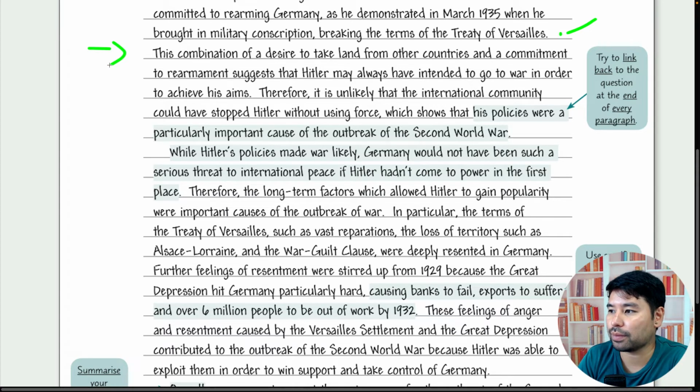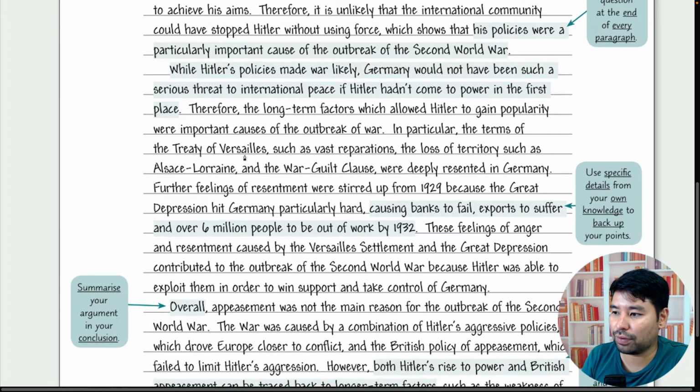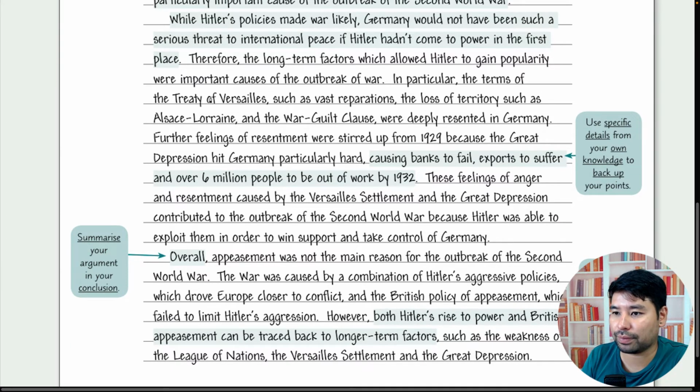So, of course, again, this highlighted sentence here, try to link back to the question at the end of every paragraph, to connect every answer, every sentence that you are saying to the question that you are answering. Okay? Of course, guys, this is a lot of reading, so use it to practice your English, improve your pronunciation, and understand. Okay? This is the reason for following this big one here.